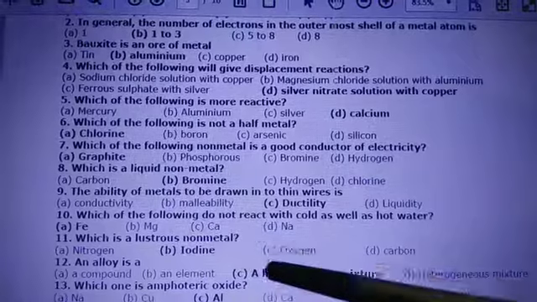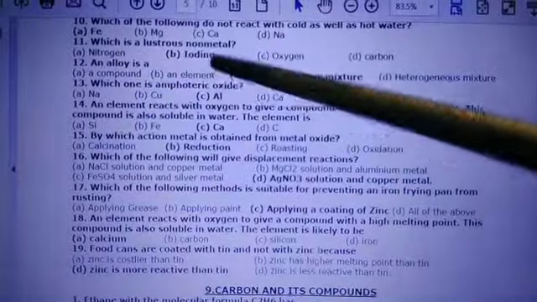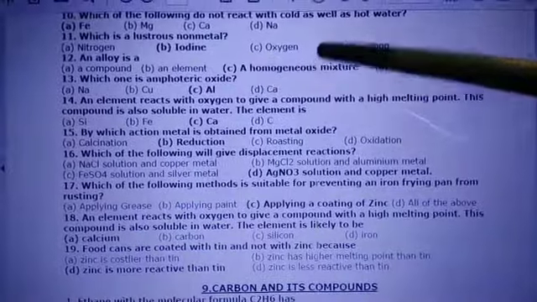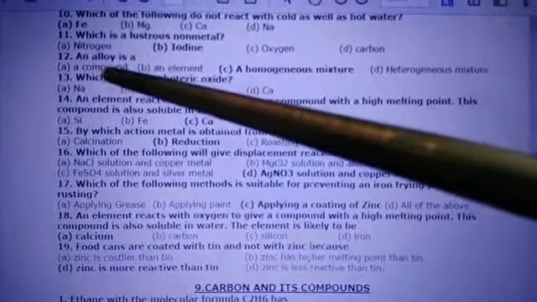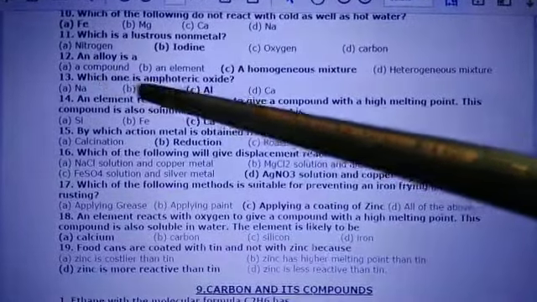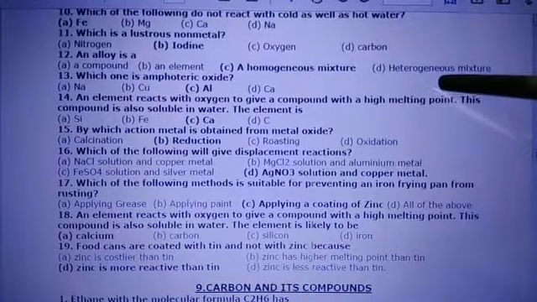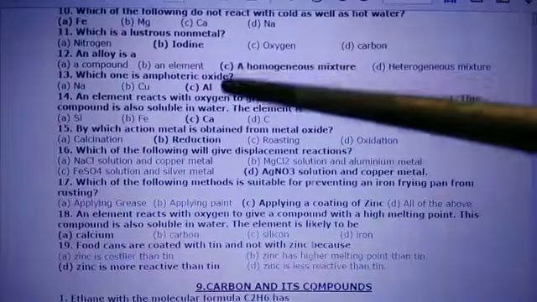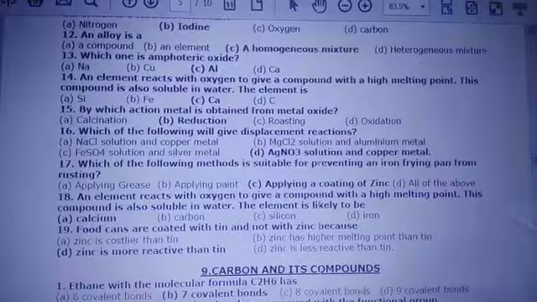11th, which is a lustrous nonmetal? A, nitrogen, B, iodine, C, oxygen, D, carbon. The answer is B, iodine. 12th, an alloy is A, compound, B, an element, C, a homogeneous mixture, D, heterogeneous mixture. The answer is C, a homogeneous mixture.